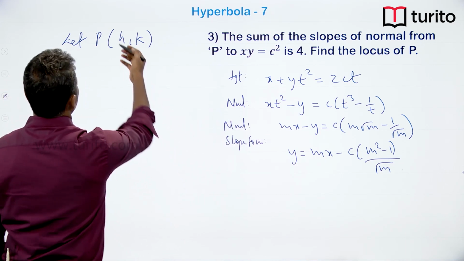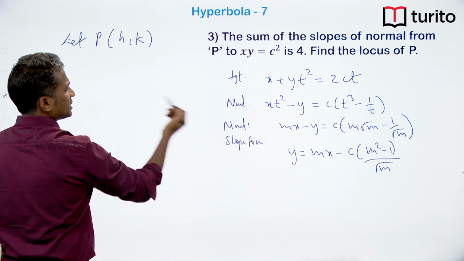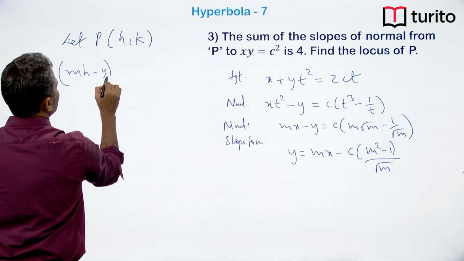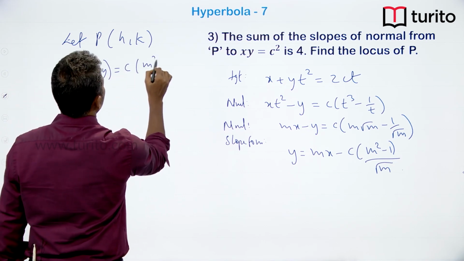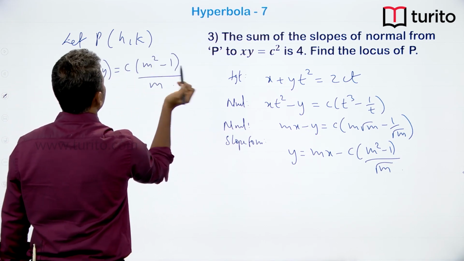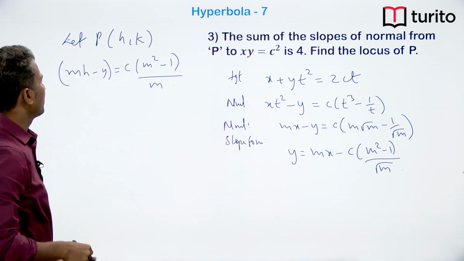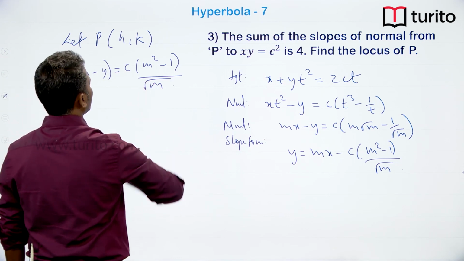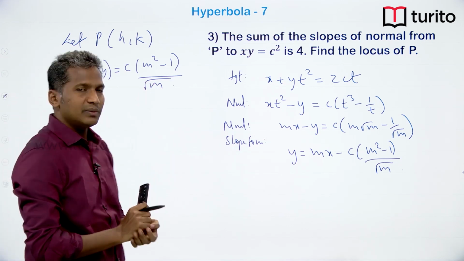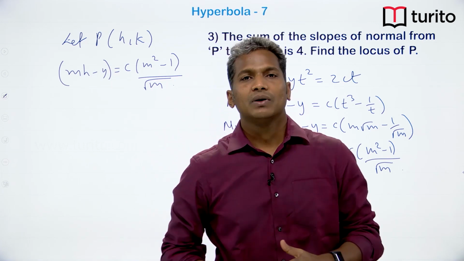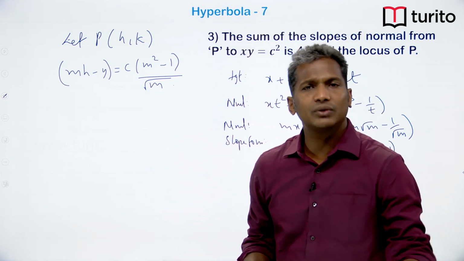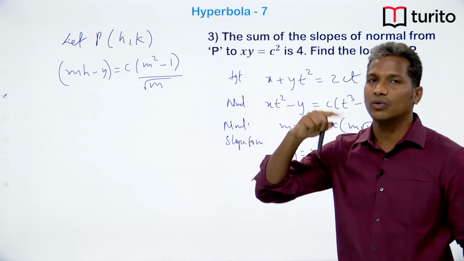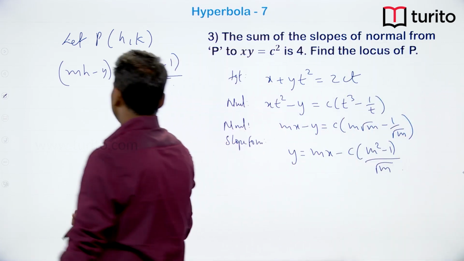So, what do I get? I just have to put it. So, m into h minus y is equal to c into m square minus 1 by root m. This is what we got. Now, before I cross multiply, because there is square root involved, what is the best way of getting rid of square root? We may have to square it. So, that means the degree will go up. So, let me just square it here.